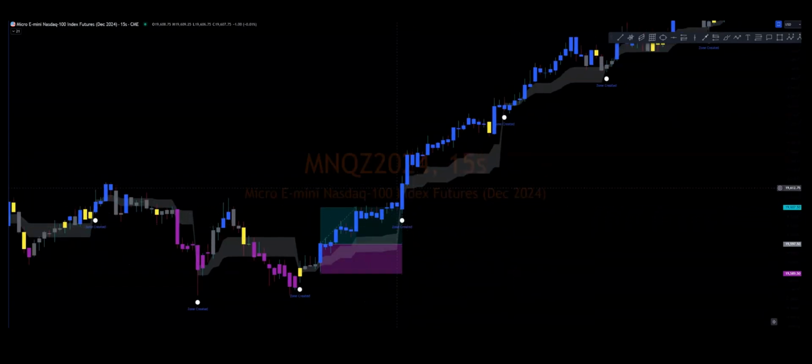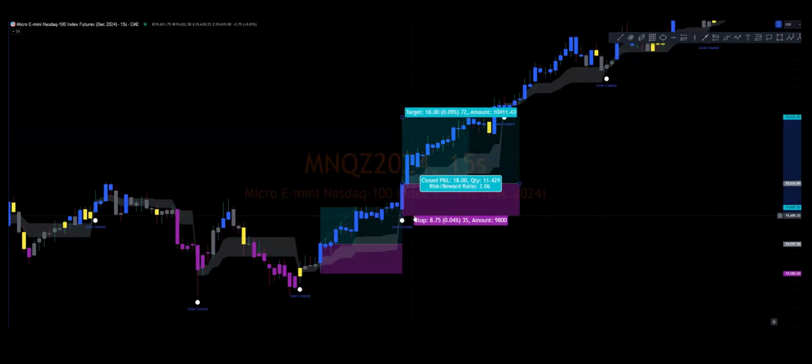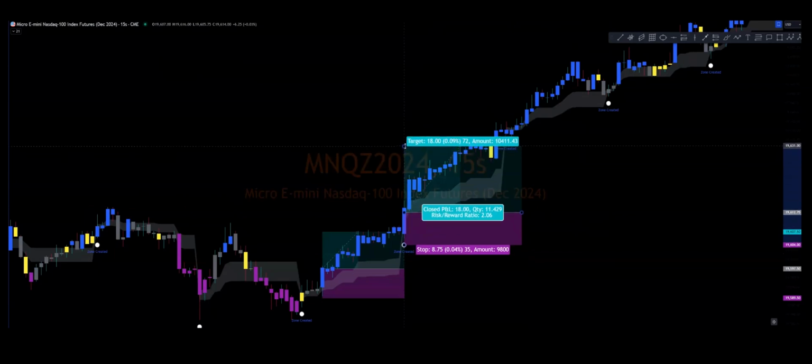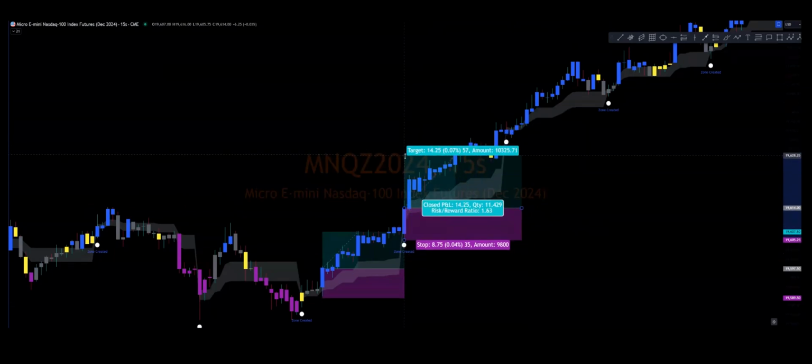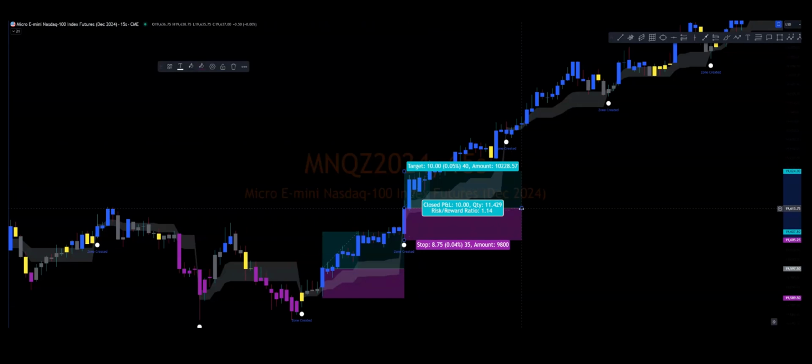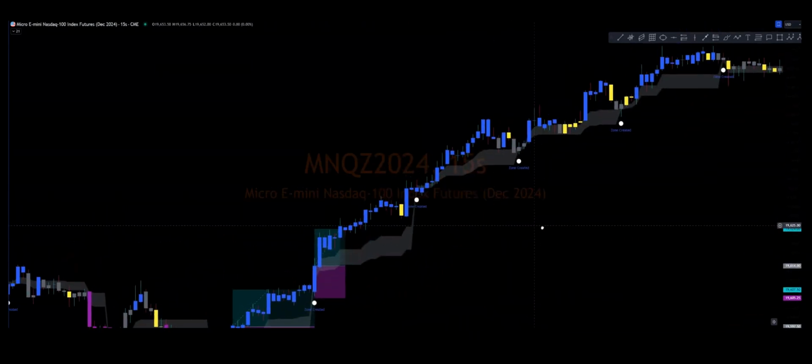Right out the rip. New zone created. We get a blue engulfing candle. We're going to buy that. And our stop loss is going to have to be that candle. And we're going to go 40 ticks right there. And here is 40 ticks right here. And this is how you can scalp that. There's another $1,000.